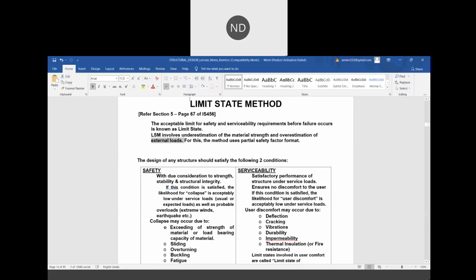Now if we design our structure with the help of this limit state method, one more thing here: everything about this limit state method you are going to get in IS 456, page number 67. Let me check. Okay, I'll show you. I think I have shared this IS 456 with you, so you can go there and check page number 67.